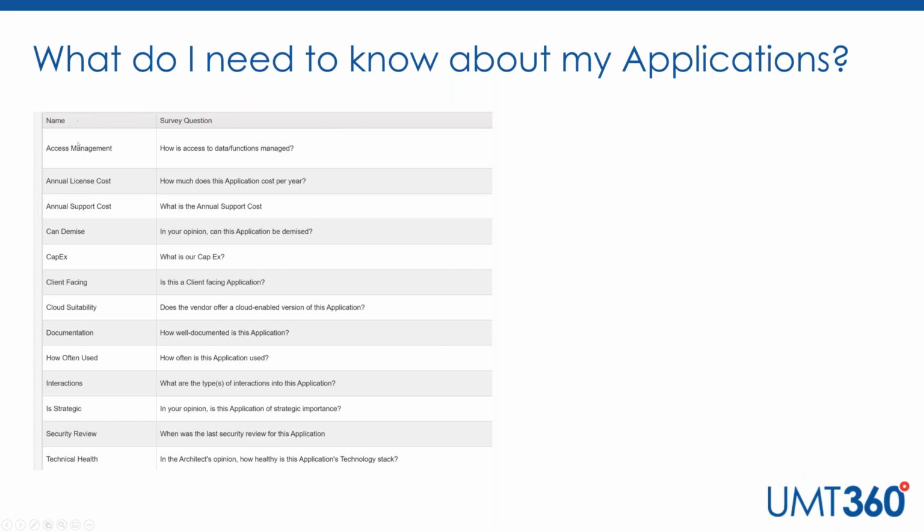So, for example, you might want to know, how is access to data or functions managed? How much do you spend on applications? That's a common one. How much do you spend supporting them? Can this be demised, do you think? What's our CapEx on it? All of these things are completely flexible, and you can decide or be advised, or however you want to do it, what the things are that are important to you. What's underneath all that is, you need to know what the outcome is.